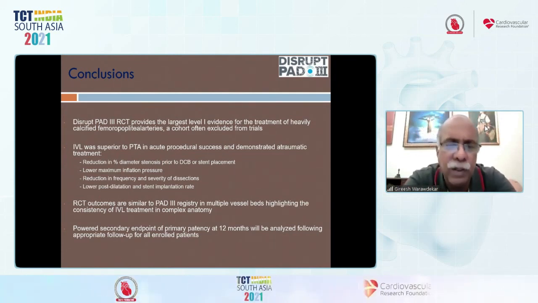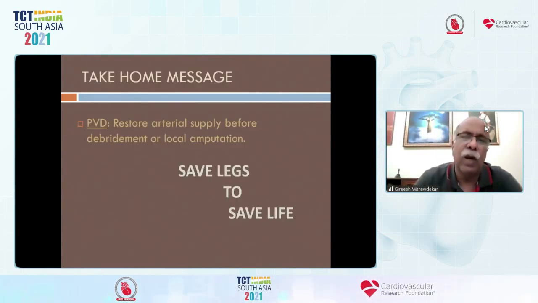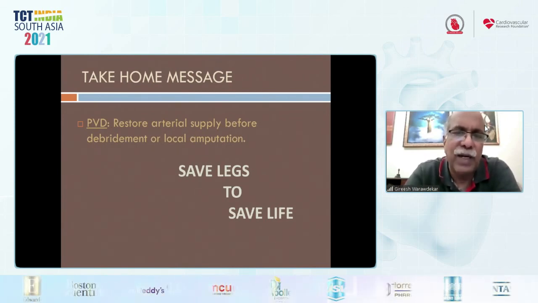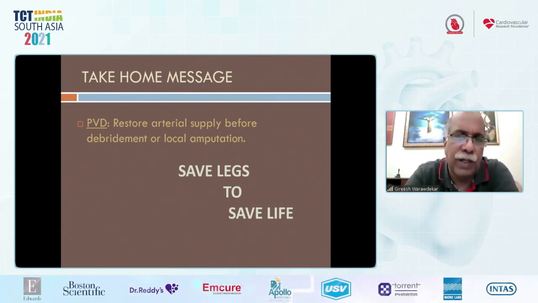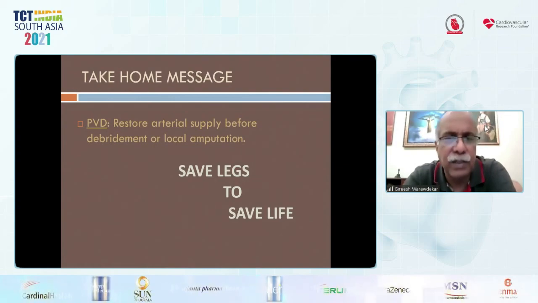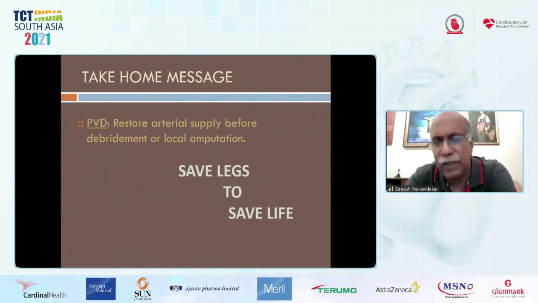So you need not put any stent. And most important is that you have to try and get the flow within the SFA to get a good distal runoff. So basically it is to restore the arterial supply before you debride or do any local amputation. That is legs, save legs and save lives. Thank you.